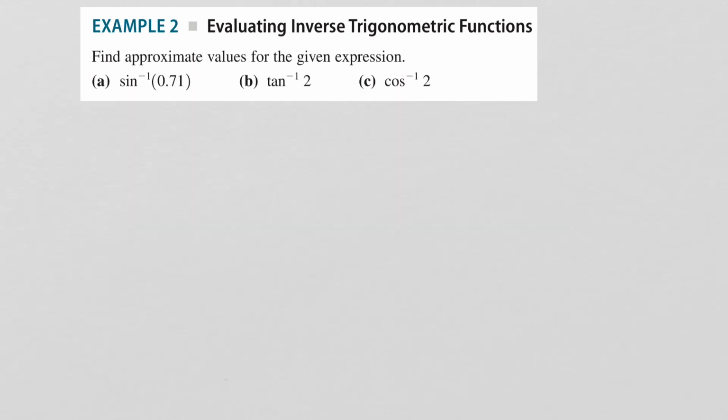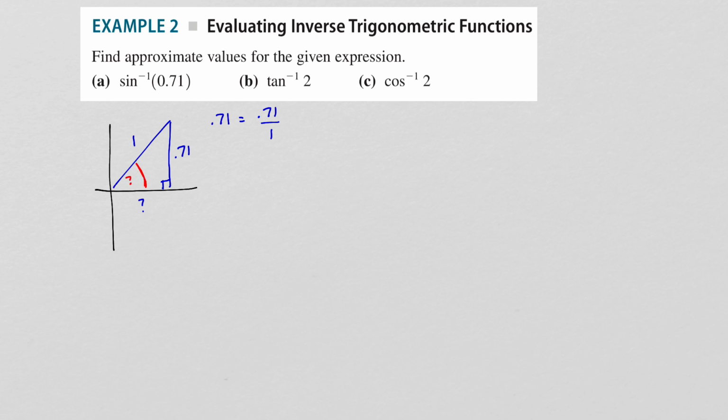Now, in the following examples here, notice that these are not special values. And so if you try to solve this the same way we did the previous example, you would say, okay, inverse sine of 0.71, we know that's going to be in the first quadrant, and 0.71 is the same as 0.71 over 1. So this would be 0.71 here, 1 here, and then we can find the missing side. But the real question is, what's the angle involved, right? That's what we're looking for.